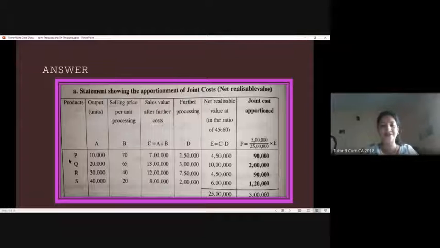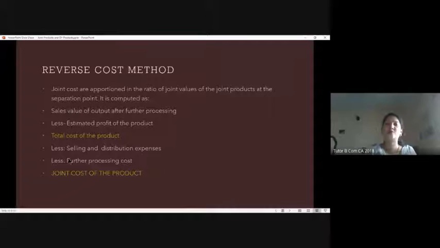And the next method is reverse. Little different from these three methods. So that is why this is called the reverse cost method. Okay, but this is the simplest of all. It's very simple. It is more or less like our cost sheet. Okay.